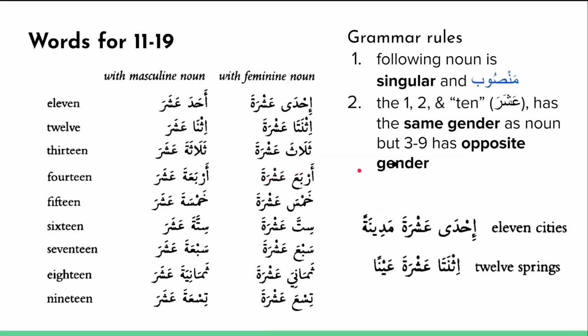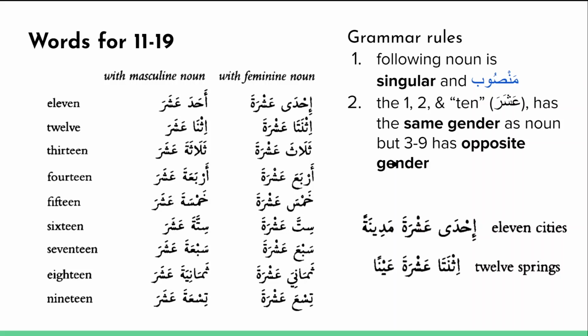And so let's take a look at a couple of examples. The first example here is ihda ashrata madinatan. Ihda ashrata madinatan. Madina is city. We're using the singular form. We're not using the plural of Madina, which is mudunun. And we're using the feminine version of ahadun. We're using ihda, and we're using the feminine version of ashrata. So ihda ashrata madinatan.